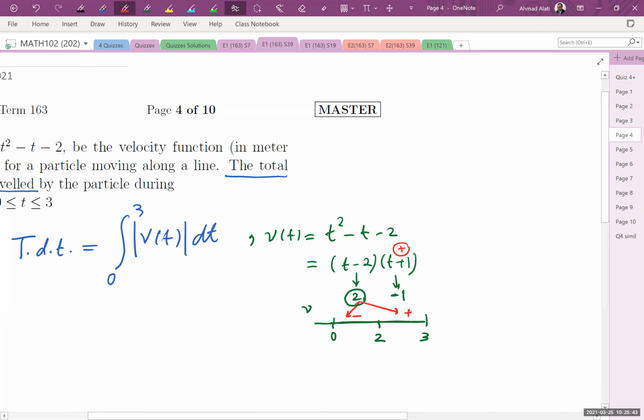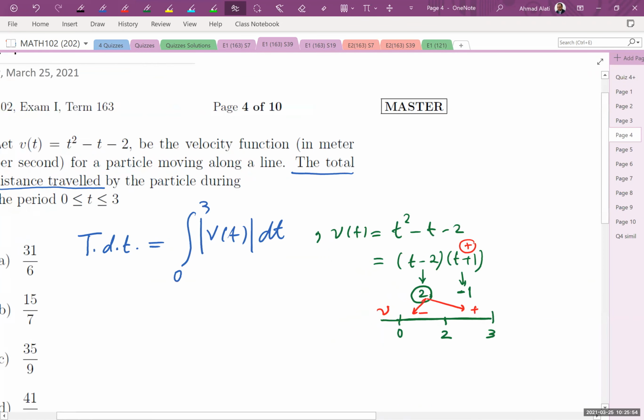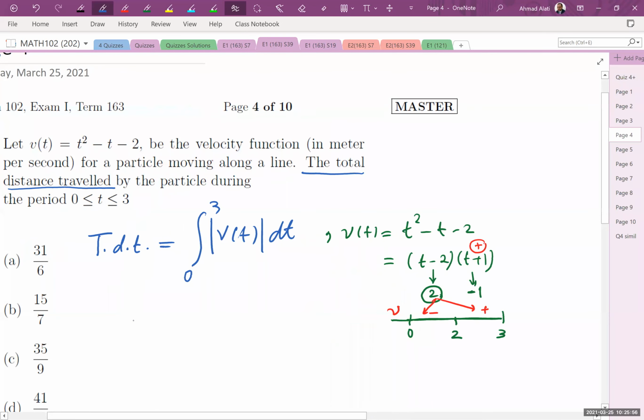This means the velocity itself will be negative between 0 and 2, and positive between 2 and 3. According to that, our integral will be divided into two integrals. From 0 to 2, we take the negative of the velocity, so we multiply by negative, dt, plus the integral of the velocity from 2 to 3, which is the velocity itself.